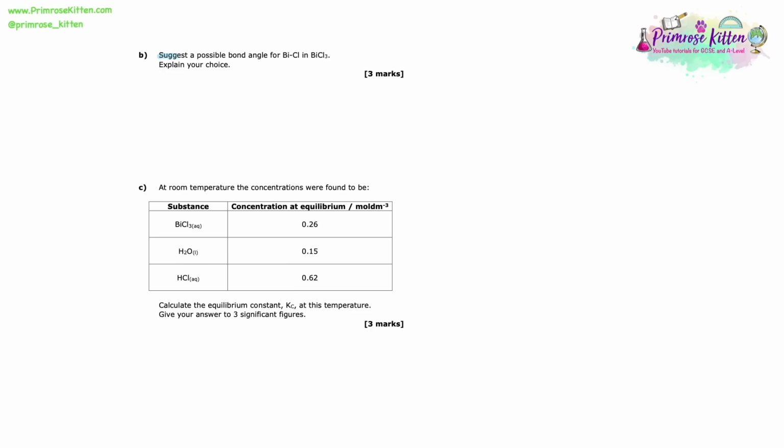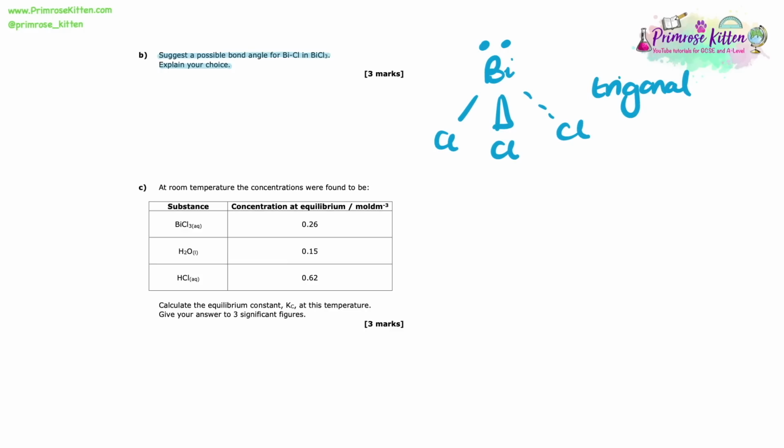Here we need to suggest a possible bond angle for the BiCl bond in BiCl3. And we're asked to explain our choice. Well, to do this, let's just remember bismuth is of course in group 5, so it has 5 electrons. 3 of those electrons go towards making these bonded pairs of electrons with a chlorine, and 1 is a lone pair. So we know that this is trigonal pyramidal shape. We should know that when we have a trigonal pyramidal shape, we have a bond angle of 107 degrees. And so that is our answer here.